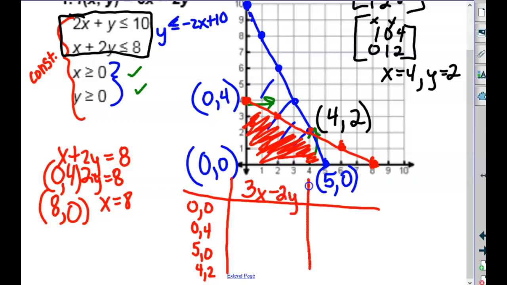And then I'm going to get out a value, and I'm going to figure out where there's a max and min. Okay, so 3 times 0 minus 2 times 0 is a big fat 0. 3 times 0 minus 2 times 4 is actually a negative 8, right?